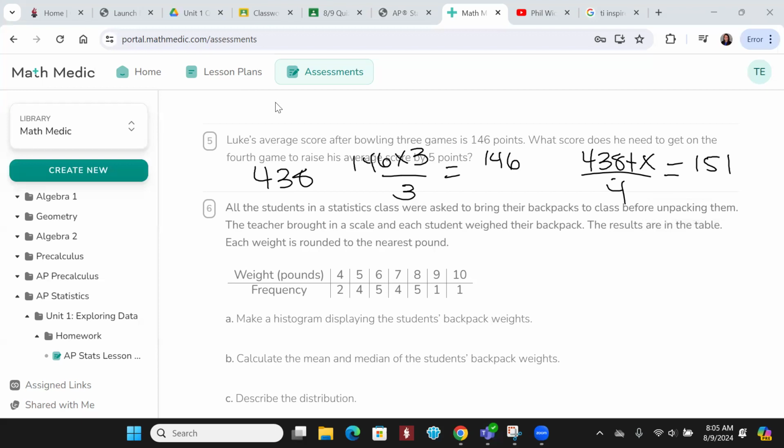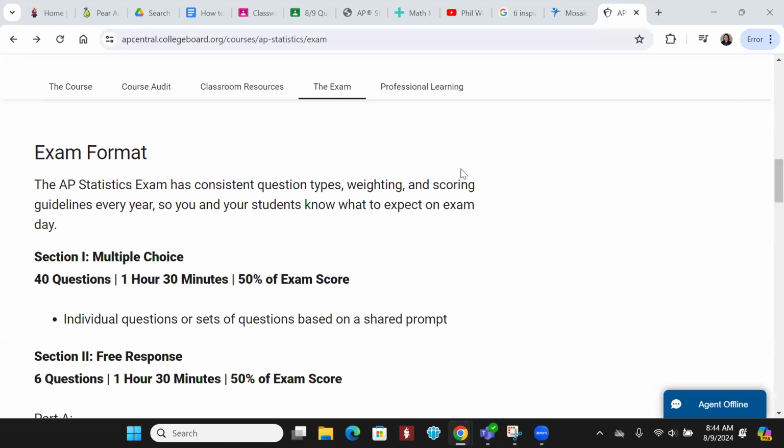Kind of briefly go over what your test is going to look like. Just as a side note, your exam format has a multiple choice section and a free response section. Look at the time that you have on that. That's an hour and 30 minutes for both sections. How many questions did you have on your quiz? 6. Now, I will say this: on those 6 questions on your FRQ, you have multiple parts. It's not just 6 questions.